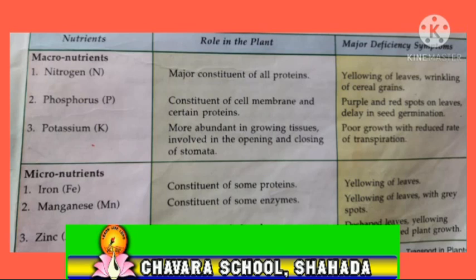Third is zinc. Zinc is a major constituent of plant hormones and activates enzymes. The major deficiency symptoms are D-shaped leaves, yellowing of leaves and stunted plant growth.